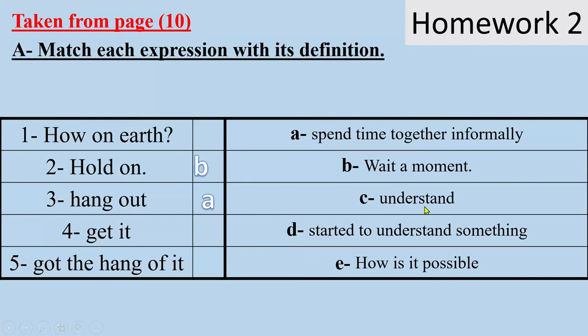C, understand. Get it? Yes, so get it. C and D: started to understand something. Where do we put D? Yes, in front of got the hang of it. This is D. Great. Last thing we have: how is it possible? How on earth? Take a screenshot of the screen, keep it, and write this in your copybooks.